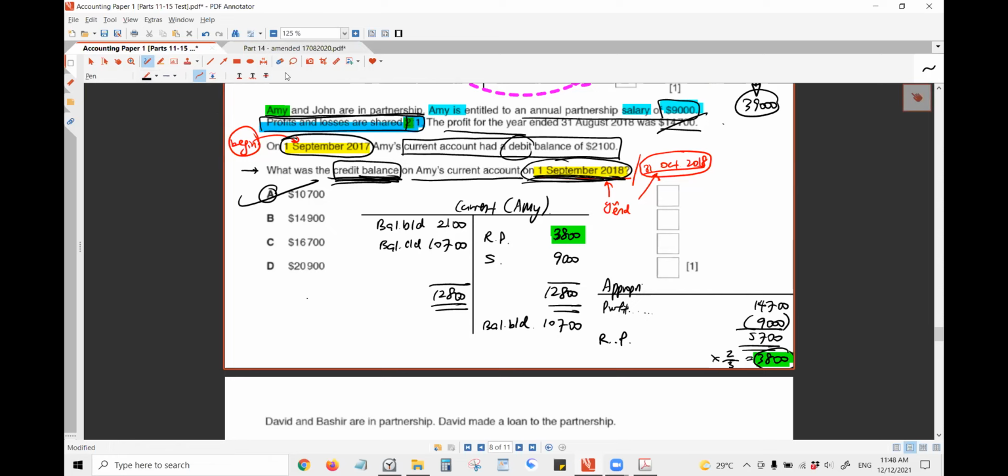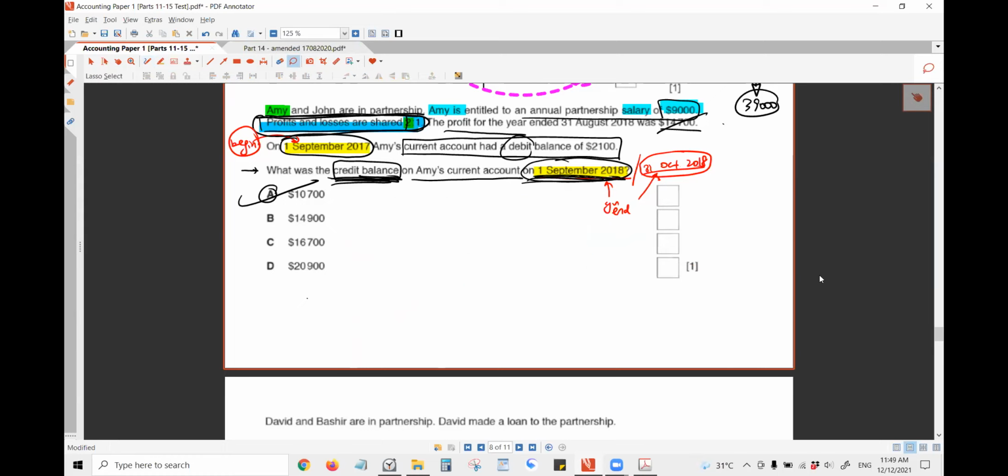Maybe let me explain what is meant by this line. Profit and losses are shared 2:1. Regardless of whether it's profit or loss, you still use 2:1. I come up with two appropriation accounts here: one version with the profit, another version with the loss. So let's say this one you get to have residual profit, this one residual loss.